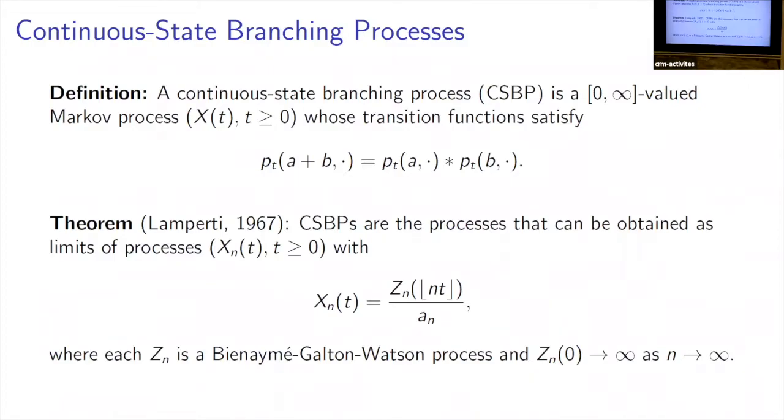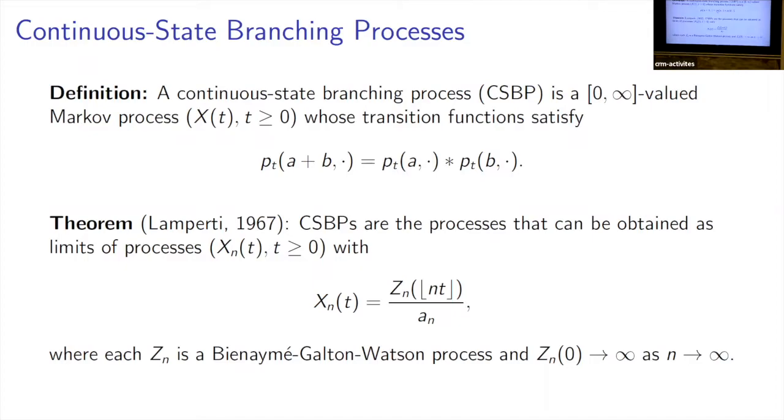And continuous state branching processes can be viewed as the continuous analogs of Bienaymé-Galton-Watson processes. So a continuous state branching process is a continuous time Markov process, and it takes its values in the set of non-negative real numbers. And the transition functions have to satisfy this branching property here. So we get the same distribution if we start from a plus b and run the process for time t as what we get from running two independent copies of the process for time t, one started from a and one started from b, and adding them together.